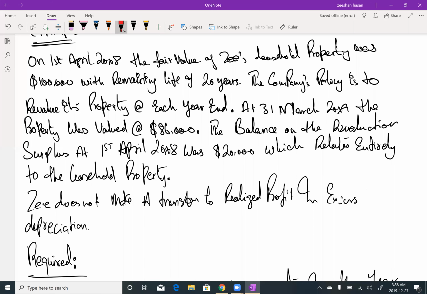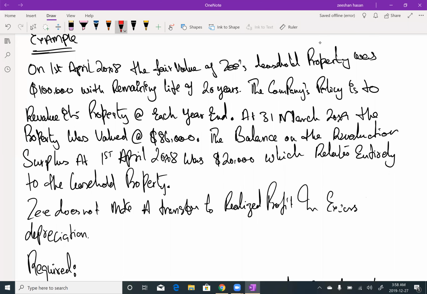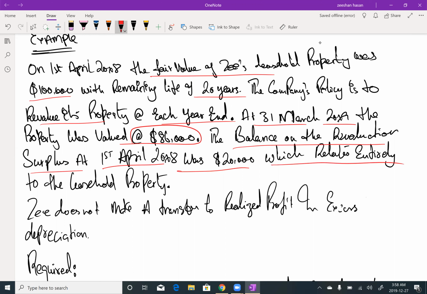Alright, here is example time. On 1st April X8, the fair value of the Z leasehold property was 100,000 with remaining life of 20 years. The company policy is to revalue its property at each year end at 31st March X9. The property was valued at 86,000. The balance on the revaluation surplus at 1st April X8 was 20,000, which relates entirely to the leasehold property.